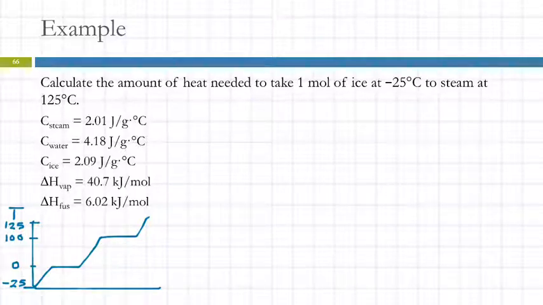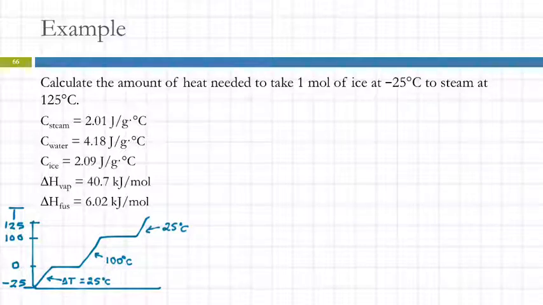So let's first identify what the temperature changes are. What's delta T for that section? Delta T is final minus initial, right? So 0 minus negative 25 is 25. So that's 25 degrees Celsius. What's the temperature change in this line segment? This line segment's going from 0 to 100. 100 degrees. And this last one? 25. Because it's going from 100 to 125.